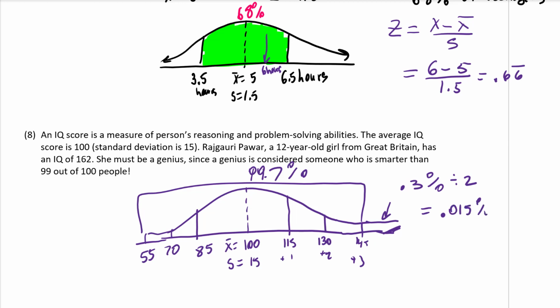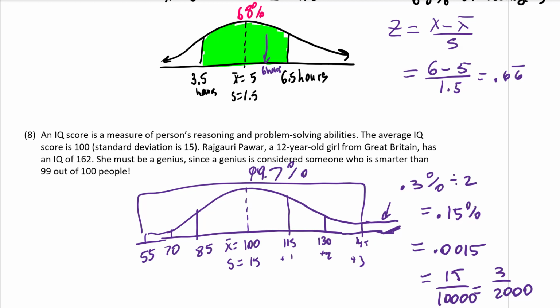I think I even calculated a fraction somewhere. Yeah, so this one is actually going to be 0.15%, which is 0.0015, which equals 15 out of 10,000, which reduces to 3 out of 2,000. So 3 out of 2,000 people fall in this particular category. All right? And she's even further than that. Okay? So that's the idea.